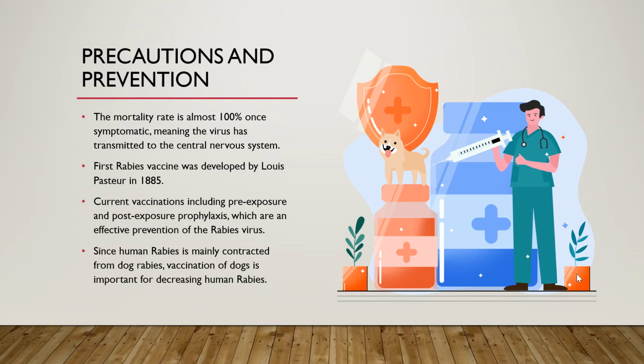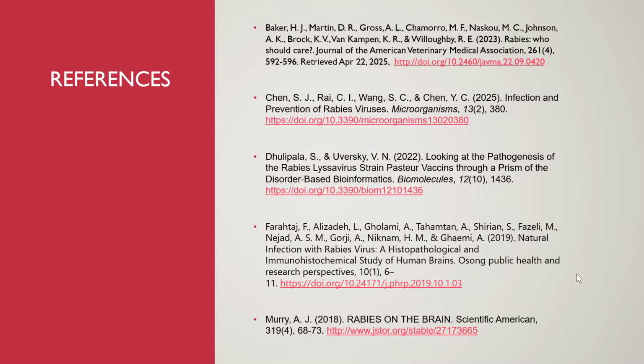Pre-exposure would be for people who work as veterinarians, as they would be around animals very often, and post-exposure vaccinations would be for someone who is exposed to a rabid animal. Since human rabies is mainly contracted from dog rabies, vaccination of dogs is important for decreasing human rabies. And my references.